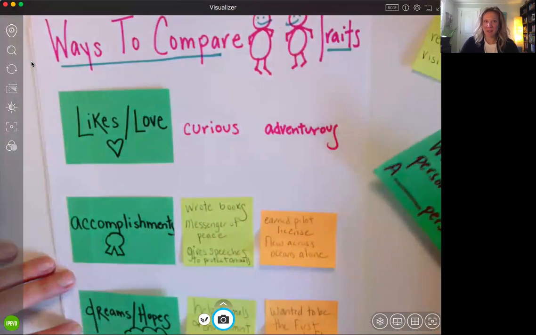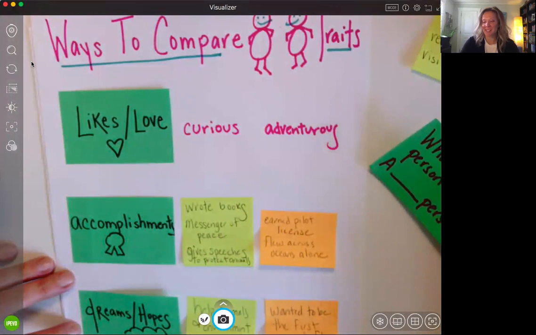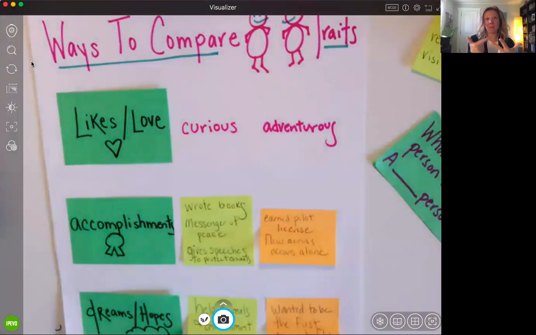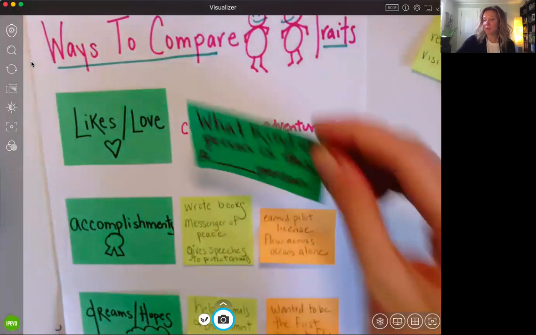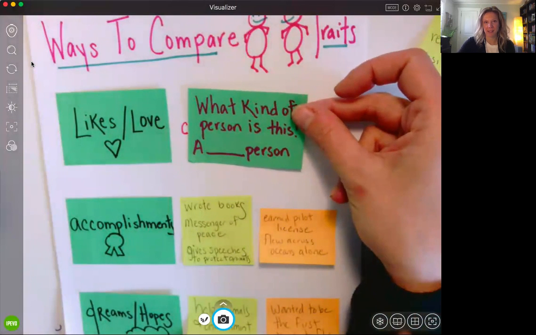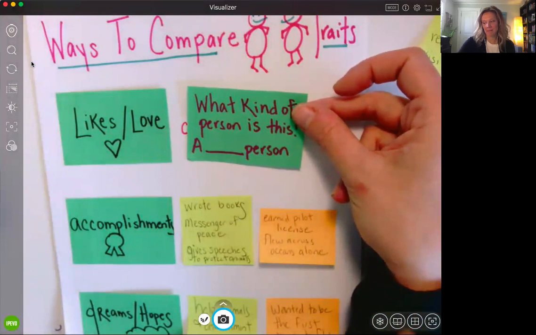I read about two people or two characters. I asked myself, well, what do they both like? And I listed it out on my Post-it, but you could list it out across your fingers. And then I just asked myself this question: what kind of person is this? And then a something person. Okay, let's do a couple more.